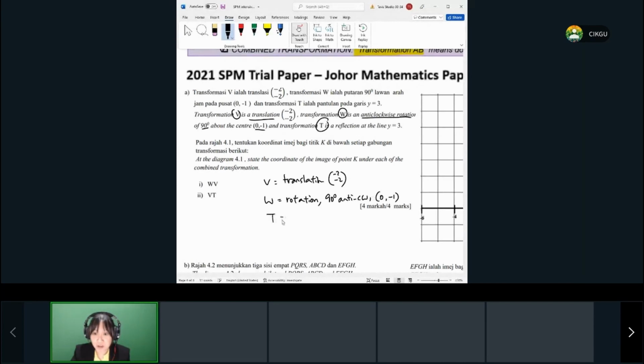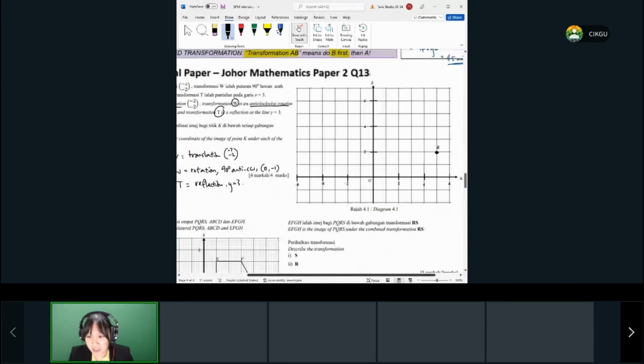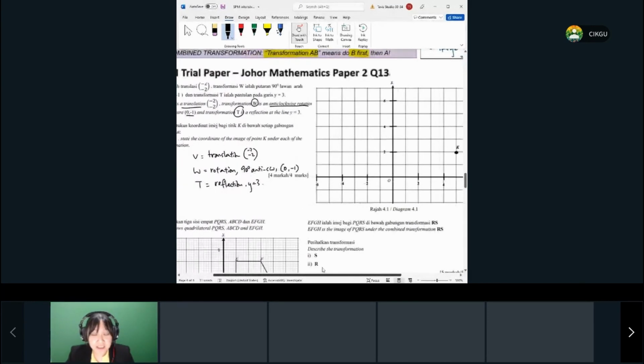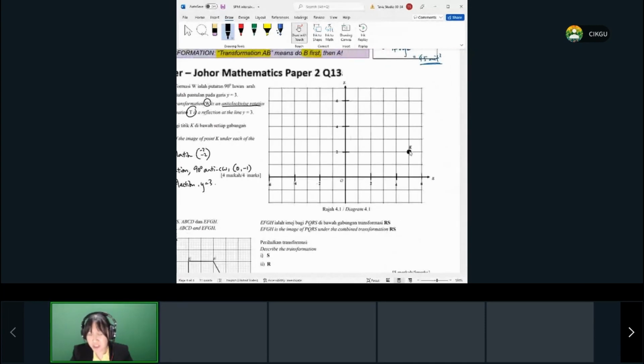Transformation T. Reflection at y equals to 3. All right. So in diagram 4.1, which is at the side here, what did they want? State the coordinates of the image of point K. So point K is right here. This is my object, that means I need to do the transformation on this point.